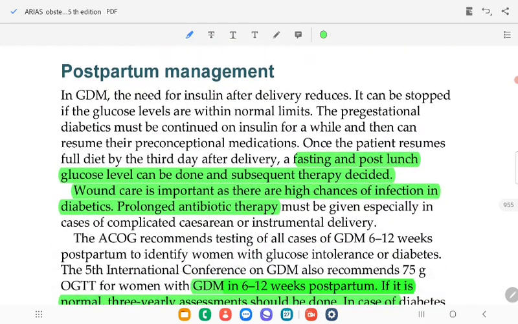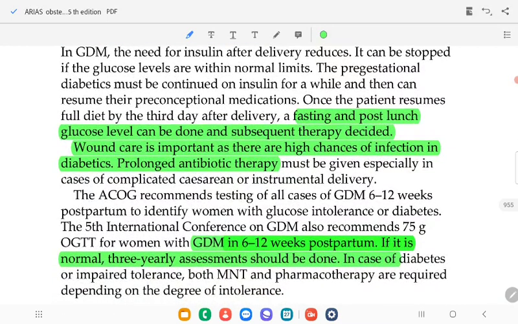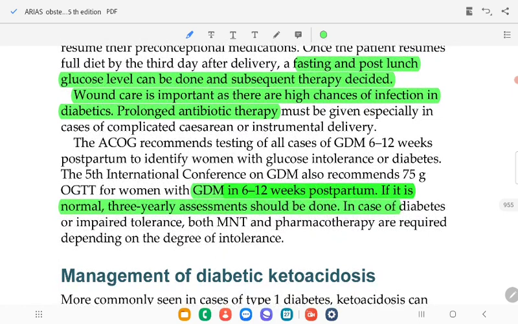In postpartum management in GDM, the need for insulin after delivery reduces. It can be stopped if the glucose levels are within normal limits. Pre-gestational diabetics must be continued on insulin for a while and then can resume their pre-gestational medication. Once the patient resumes a full diet by the third day after delivery, fasting and post-lunch glucose levels can be done and subsequent therapy decided. Wound care is important as there is a high chance of infection in diabetes. Prolonged antibiotic therapy must be given, especially in the case of complicated cesarean or instrumented delivery.